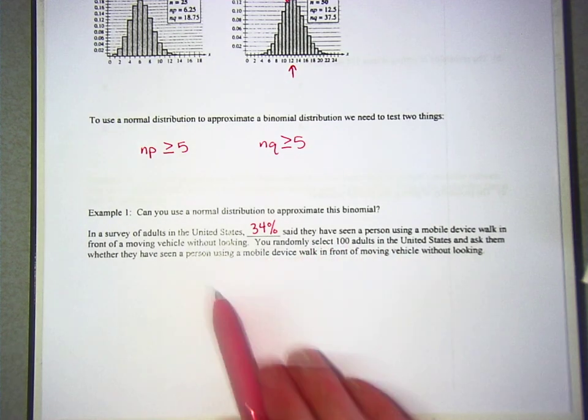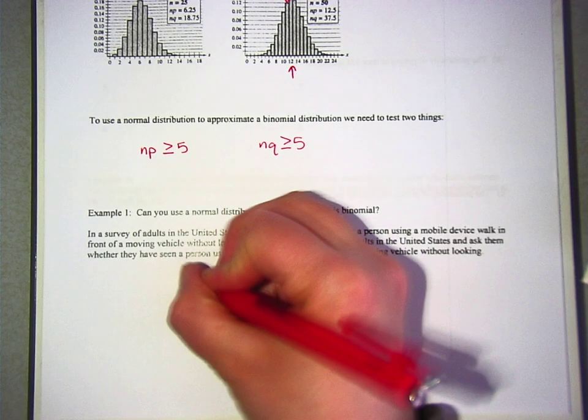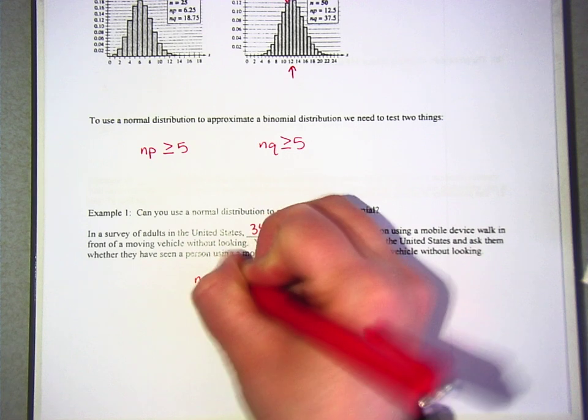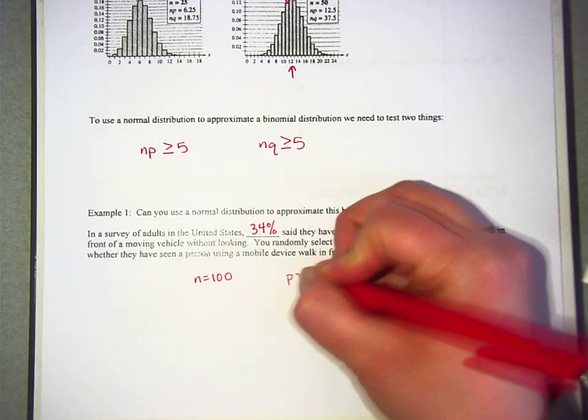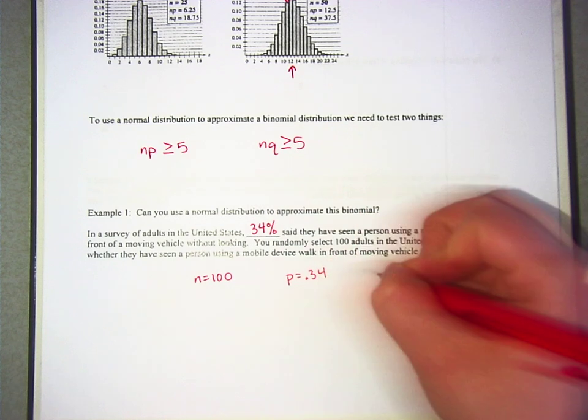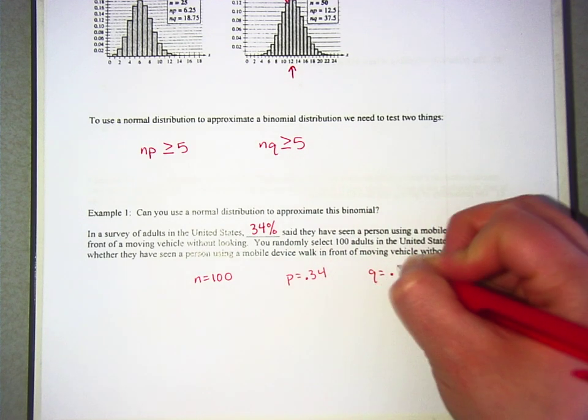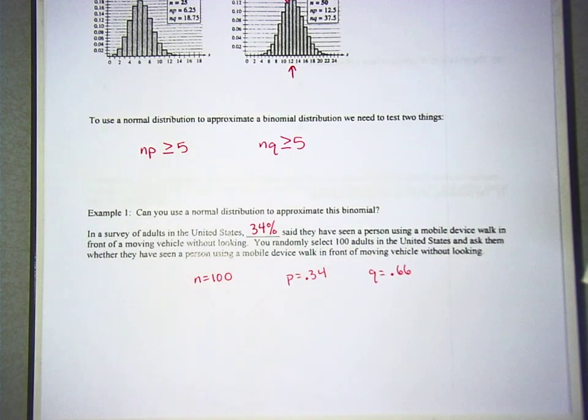Okay, so you randomly select 100 adults in the United States, and ask them whether they've seen somebody go in front of a moving vehicle without looking. So what do we have to test? See if it works. N times the probability of success. Probability of success is 0.34. What's the probability of failure? 0.66. Okay, and we have to see if 100 times p and 100 times q is bigger than 5.